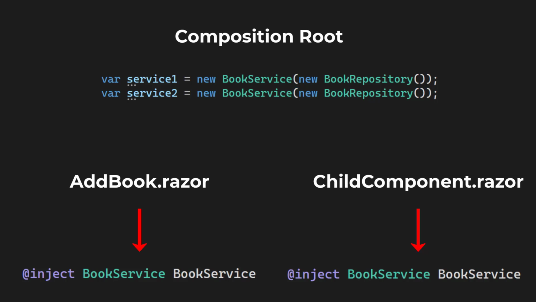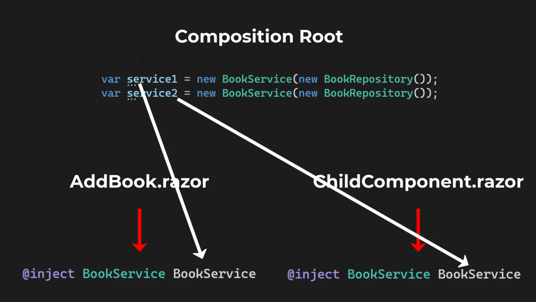Now at runtime, service1 can be injected into the book service property of our addbook component, while service2 can be injected into the book service property of our child component. Since service1 and service2 refer to two separate instances, each of the addbook and child components will have its own unique instance of its dependencies.